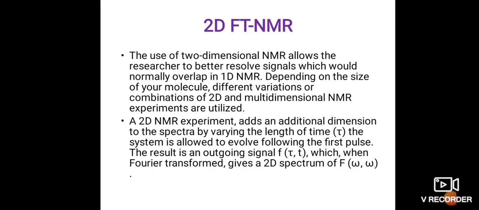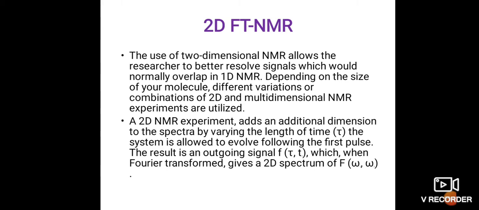There are different types of two-dimensional NMR. 2D FT NMR is there, NOESY is there, COSY is there, ROESY is there. Different types of two-dimensional NMR spectroscopies are available. In two-dimensional FT-NMR, people are going to measure. Instead of one-dimensional NMR, depending on the size of our molecule, different variations and combinations of two-dimensional or multi-dimensional NMR are going to be utilized.